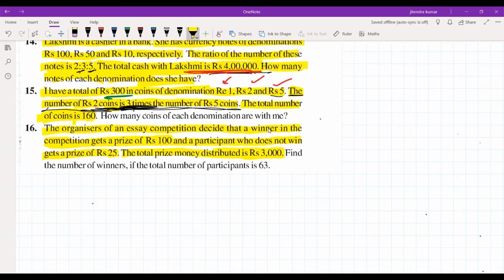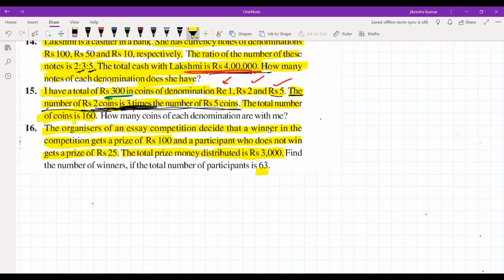Sir, the meaning of the first line is that every player will get 25 rupees, no? Yes, participants will get 25 and the winner will get 100. Then here it says that if the total number of participants is 63, find the number of winners.